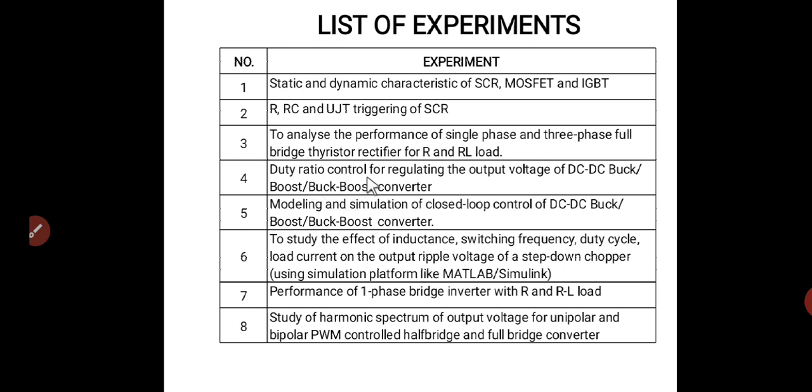So duty ratio control means changing the on time and off time of the device. By changing the on time and off time, we can convert one DC voltage level to another DC voltage level. Fifth one is the modeling and simulation of closed loop control DC to DC converter. That means all these three converters simulated in MATLAB.